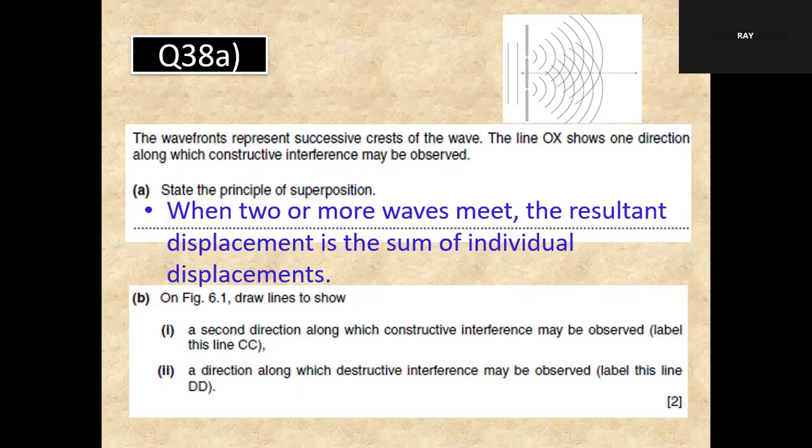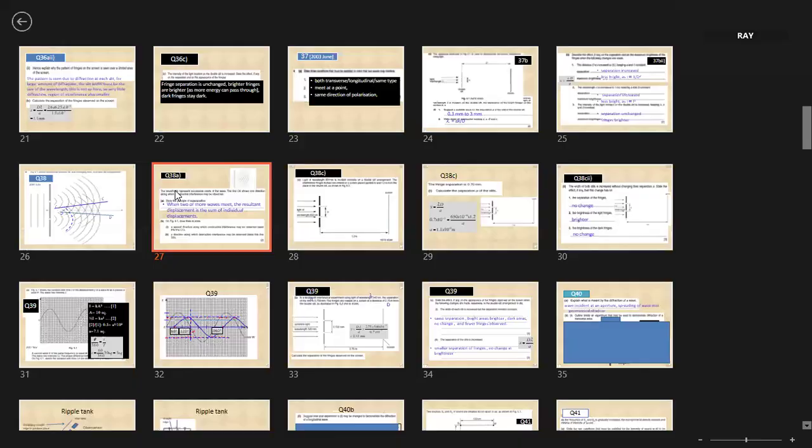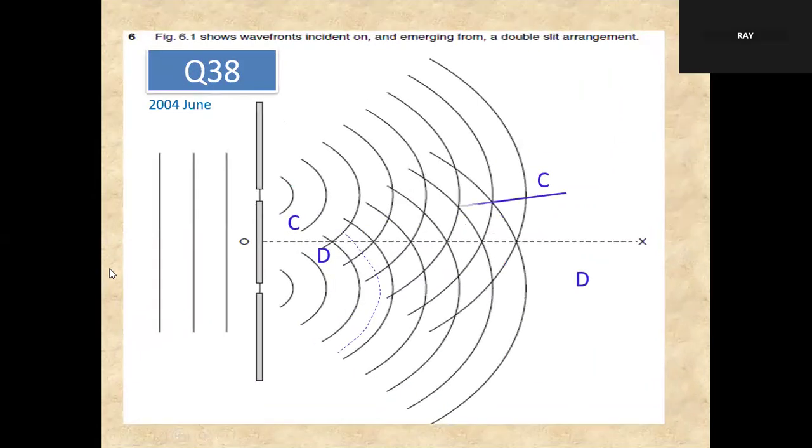Draw lines to show a second direction along which constructive interference may be observed. Label CC. Direction along which the destructive interference may occur, label that DD. That's where you have CC, constructive interference, maximum, maximum. You have to imagine in between is the minimum. So minimum meeting minimum is DD.